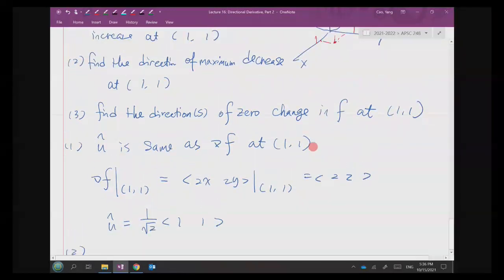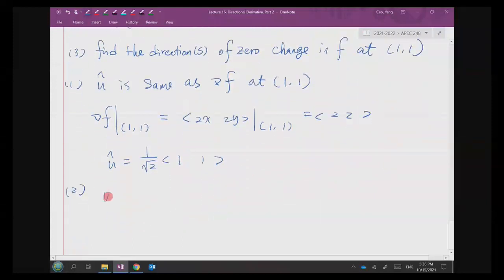The second question is the direction that gives you maximum decrease at 1, 1. As we learned from the principle, what do you think it is? You don't even have to calculate anymore. u hat needs to be just a negative in front of the result from part 1.